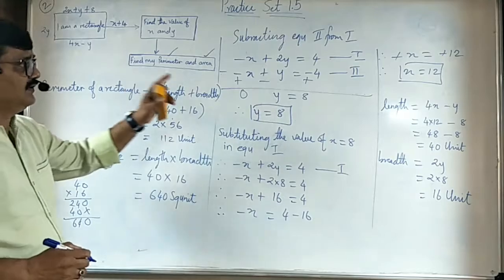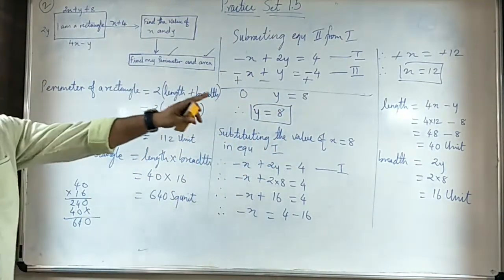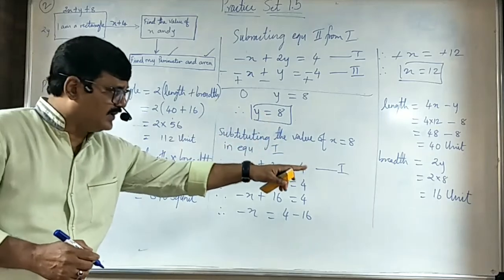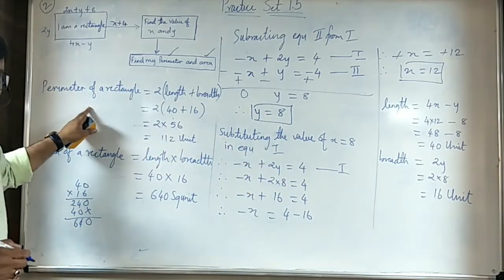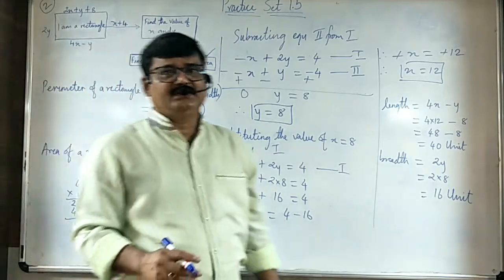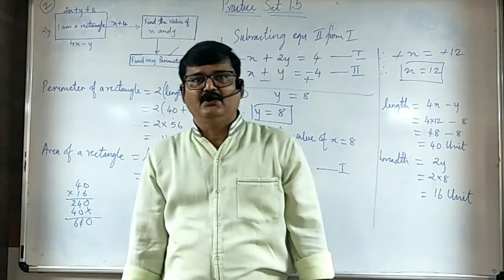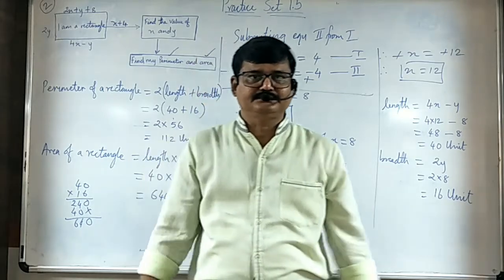So we have finished the value of x and y. We got the length, then we found out the breadth. And then we found out the perimeter of a rectangle. And then we found out the area of a rectangle. And that's how we finish with question number 2 of practice set 1.5.